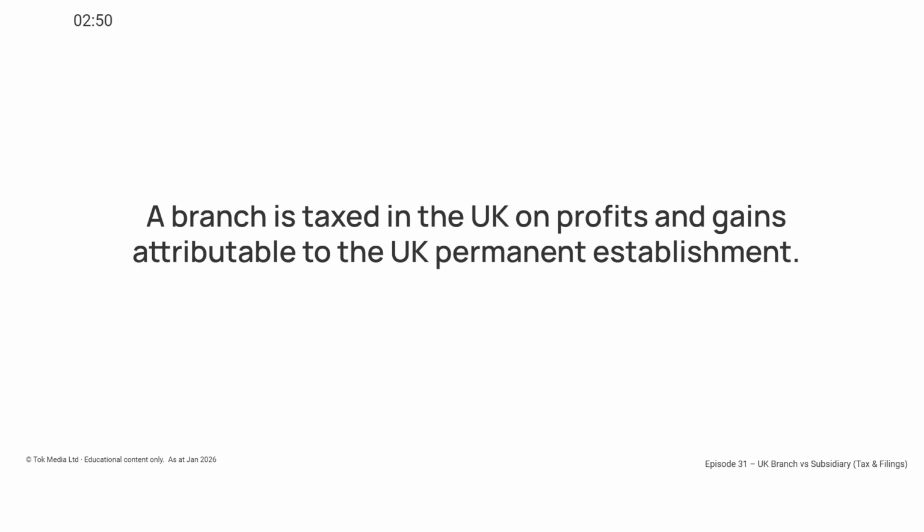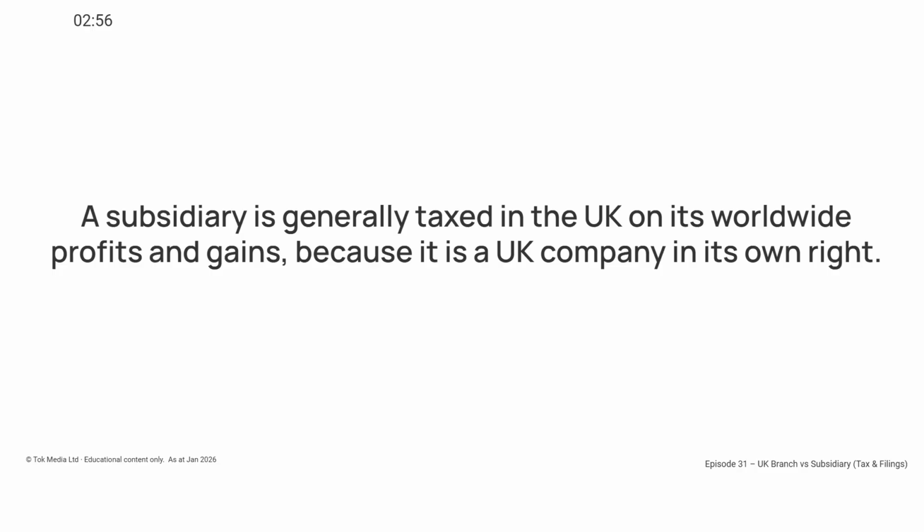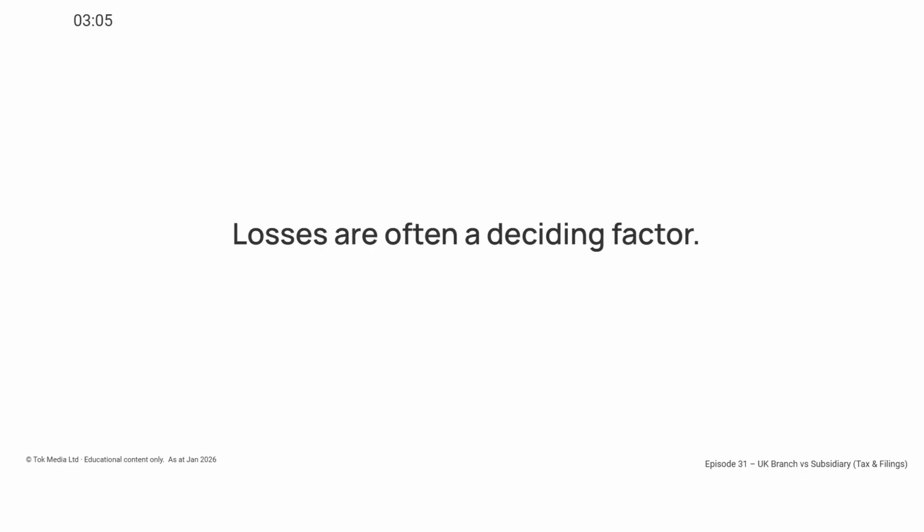A branch is taxed in the UK on profits and gains attributable to the UK permanent establishment. A subsidiary is generally taxed in the UK on its worldwide profits and gains because it is a UK company in its own right. Losses are often a deciding factor.